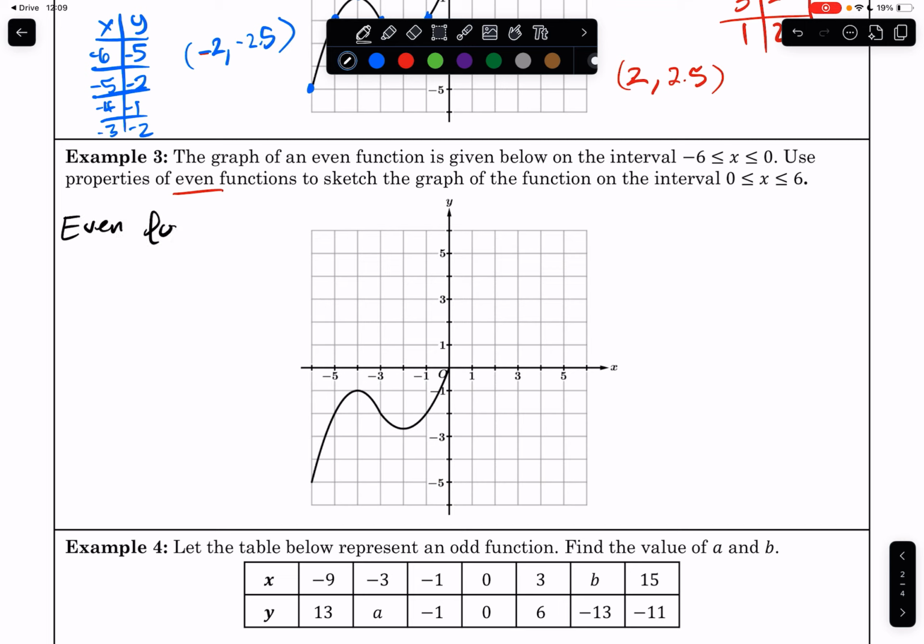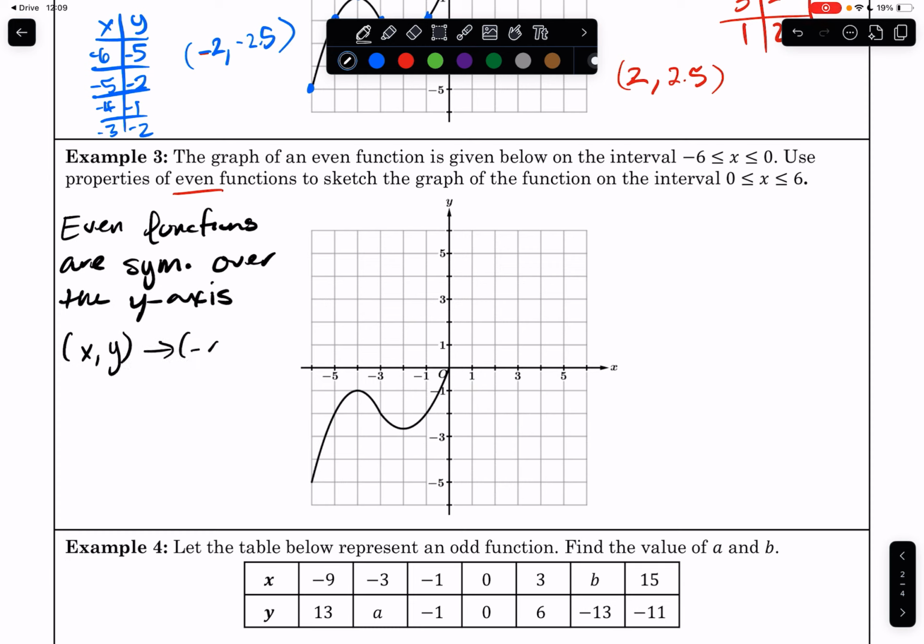Even functions are symmetrical over the y-axis, which in terms of coordinate points means that for every x and y, the opposite x is going to have the exact same y, which again means this.